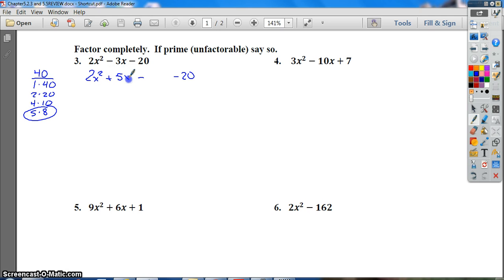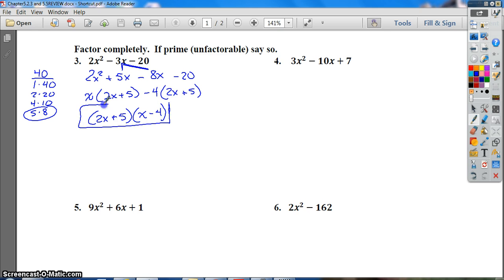This looks like it's going to be a 5x. This is going to be an 8x. These two need to make 3x, which they do. GCF of x is going to be 2x plus 5. This looks like it has a GCF of negative 4, because if I pull out a negative 4, I'm left with 2x plus 5. So factored form would be 2x plus 5 times x minus 4. So that was factorable.